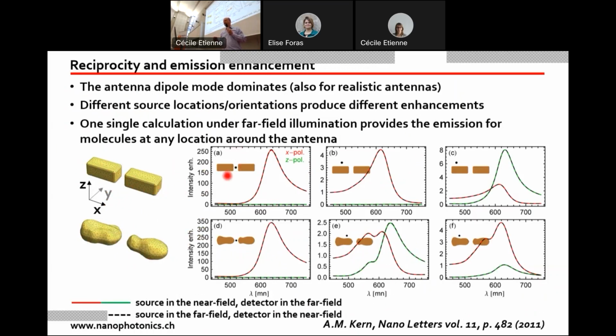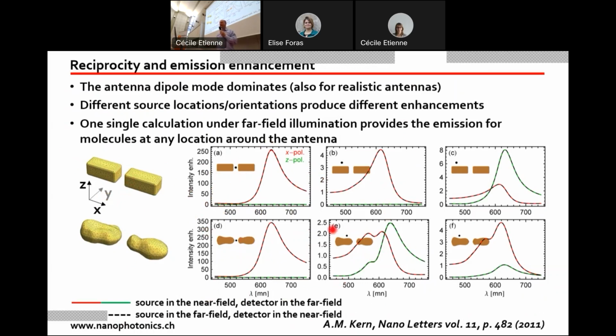This is what we call the X polarization. And you see there is a very strong field enhancement. If we look at the dipole that's vertical, so in Z direction, that's the green curve, there is no field enhancement. And the same is true actually for the realistic structure. And if you move your dipole around, then we see still some enhancement.